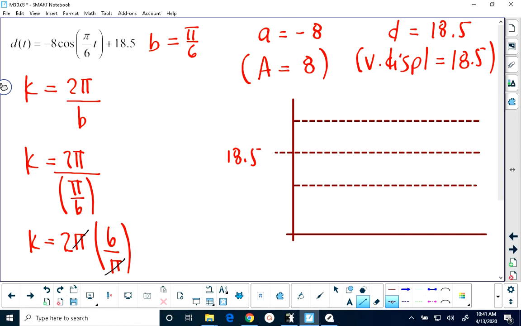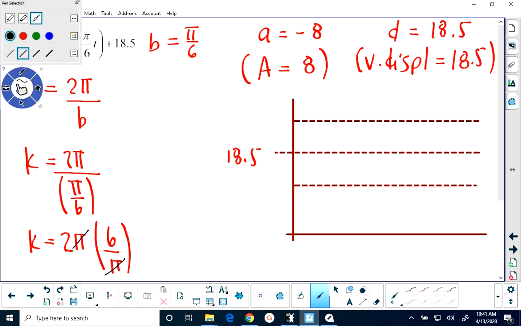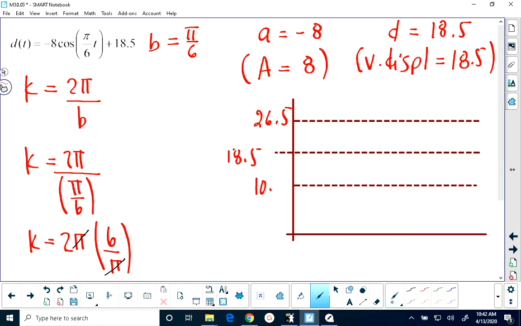There will be a maximum and a minimum value. And the maximum value will be 18.5 plus the amplitude, which gives me, I believe, 26.5. And the minimum value will be that 18.5 minus the amplitude of 8, which gives me 10.5. And again, it's 8 up to get to the maximum, and it's 8 down to get to the minimum.